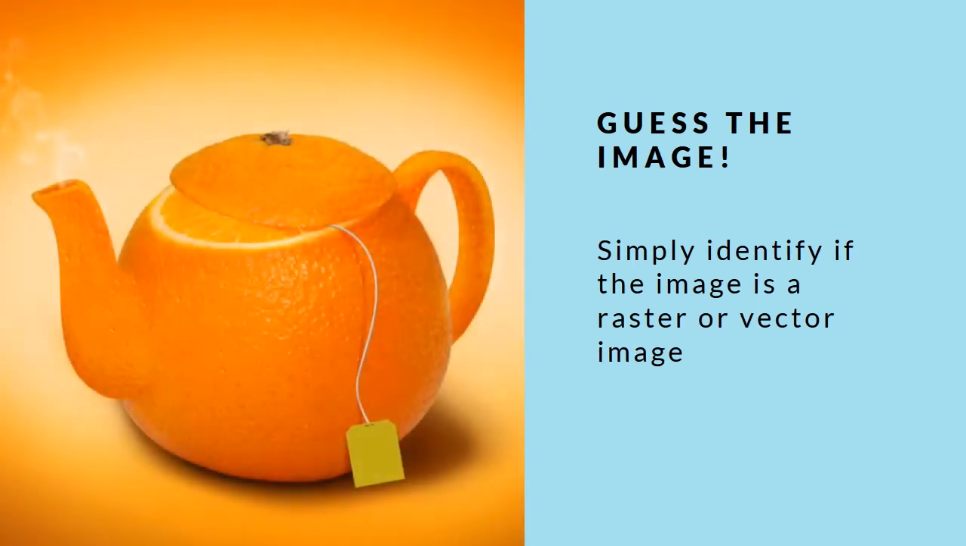What about this image of an orange teapot? If you guess raster, you are correct. The texture on the orange teapot, as we see here, is way too realistic to be a vector. So this is manipulated in Photoshop, maybe. Kaya naging ganyan siya. But obviously, this is an example of a raster image because it looks like a photograph to me and it's too realistic.